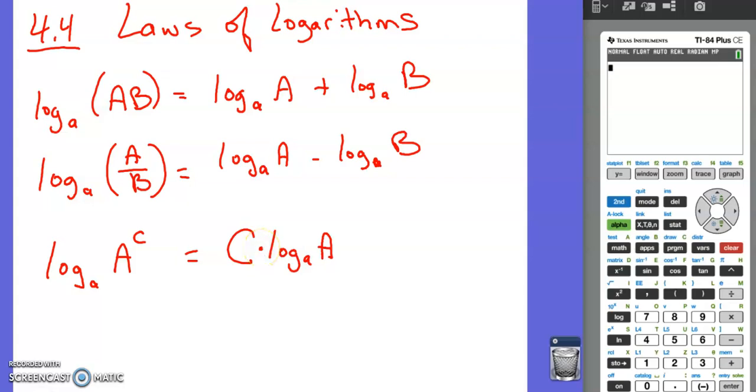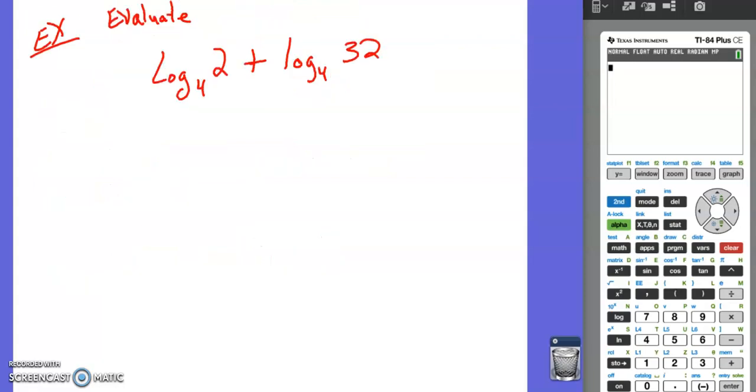All right, so let's look at some examples of those. If you need to pause the video to write these down, do that. These laws of logarithms are going to be used to help us do some calculations, but also help us solve some word problems.